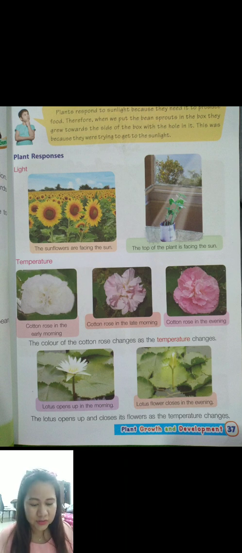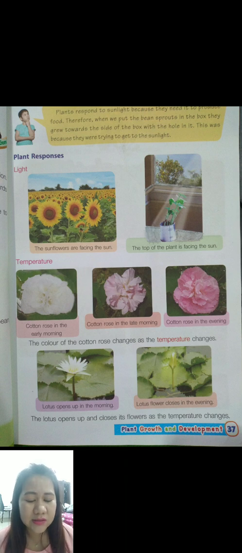Okay, let's begin. Our topic for today is about plant responses. Plants respond to sunlight because they need it to produce food. Therefore, when we put the bean sprouts in the box, they grew towards the side of the box with the hole in it. This was because they were trying to get to the sunlight.